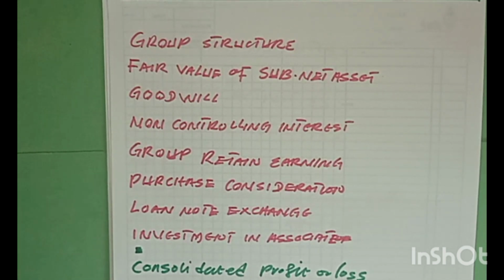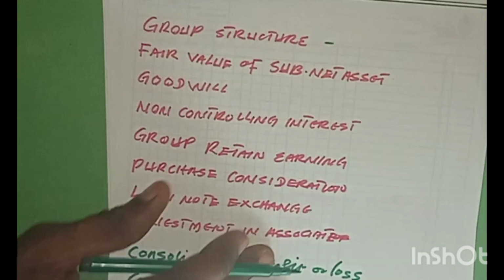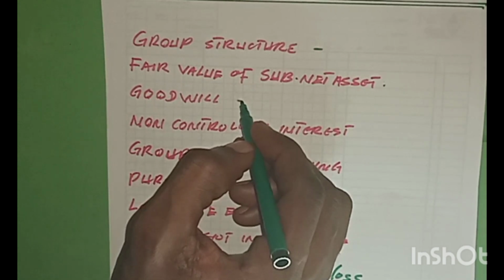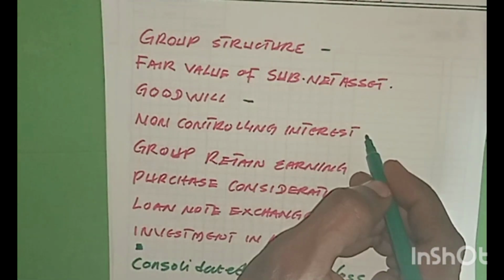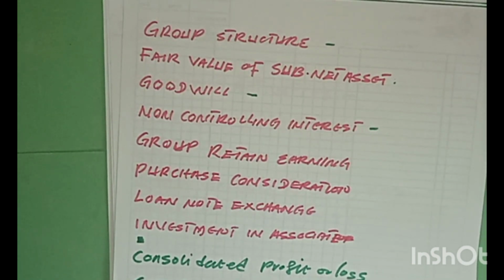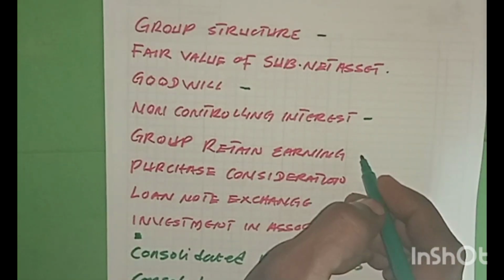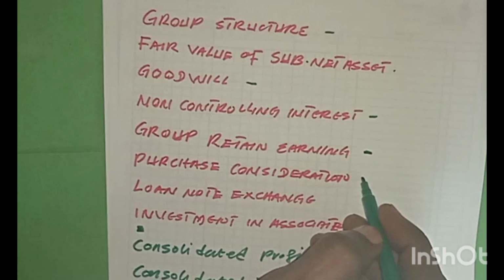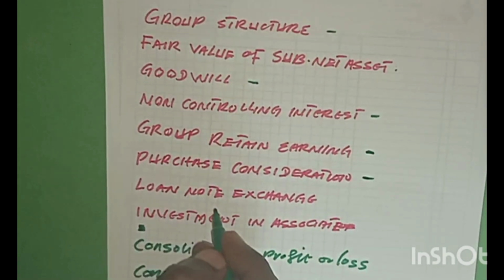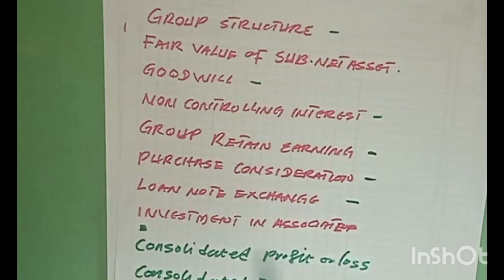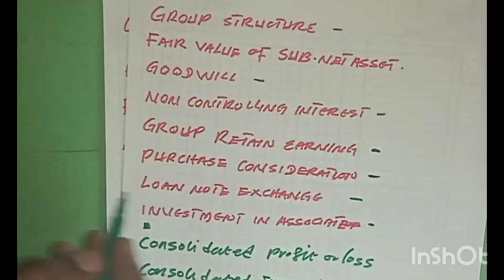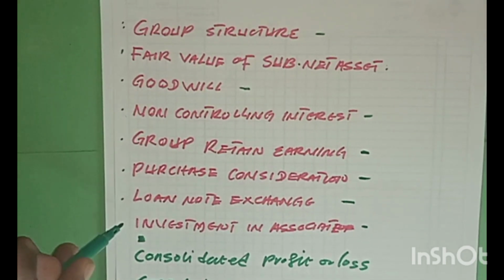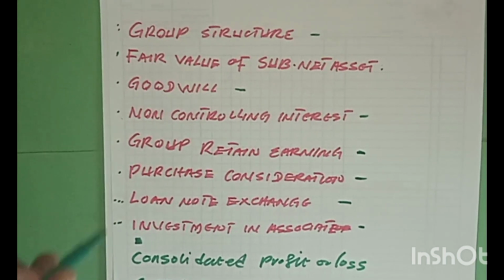Now, in this group account, what do they want you to know? They want you to know about the group structure. They want you to know about the fair value of subsidiary net assets, your goodwill. They want you to know the non-controlling interest of the subsidiary or of the parent company. They want you to know your group retained earnings. What is the group retained earnings? They want you to have an idea of it. Now, they want you to know purchase consideration. Read it up. Loan note exchange. They want you to know that. Investment in associates. These are the key areas they want you to know. This one doesn't often come, but these are the key areas.